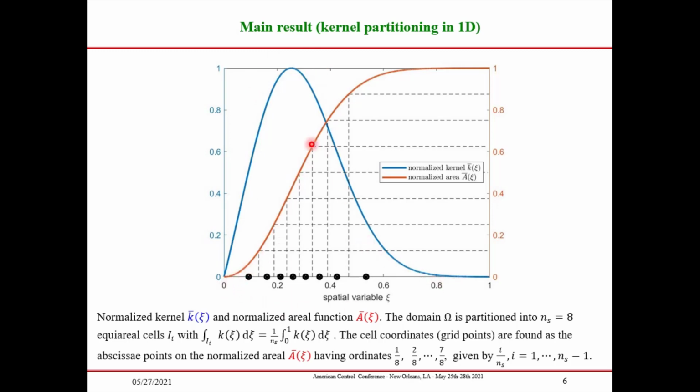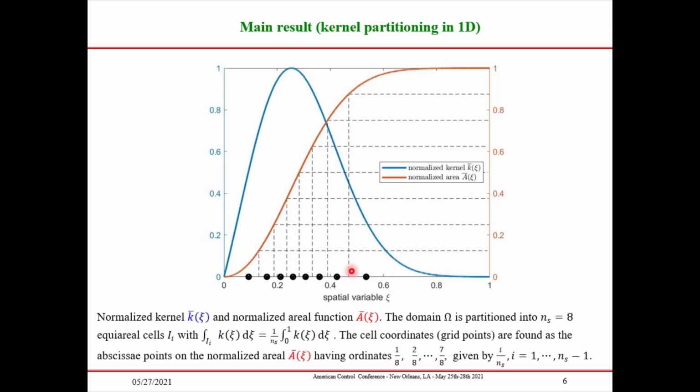The red is a normalized area function of the kernel. Of course, it's equal to 1 when you go to the end. And to find the cells, you go to the abscissa and decompose it into n sub s parts. So if I want 8 of those, I'm going to go to 1 over 8, which is 0.125. And where that intersects the red line, that's the first cell here. I would do that all the way up to 7 over 8, and this point here. So I come down, and this point is the last cell.